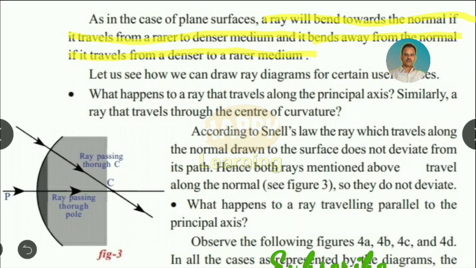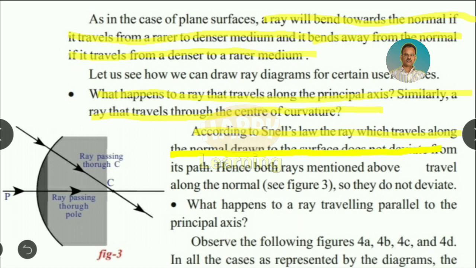What happens to the ray that travels along the principal axis? Similarly, what happens to a ray that travels through the center of curvature? Let us check. According to Snell's law, the ray that travels along the normal drawn to the surface does not deviate from its path.